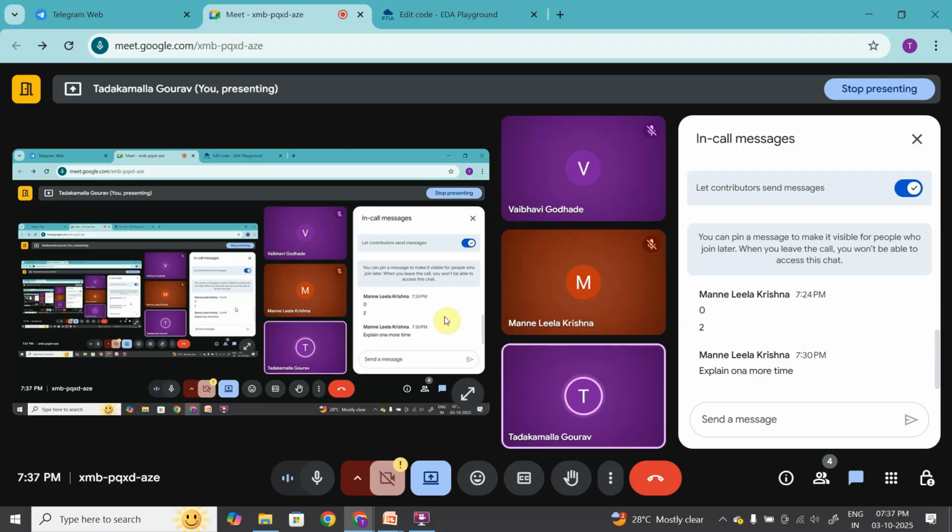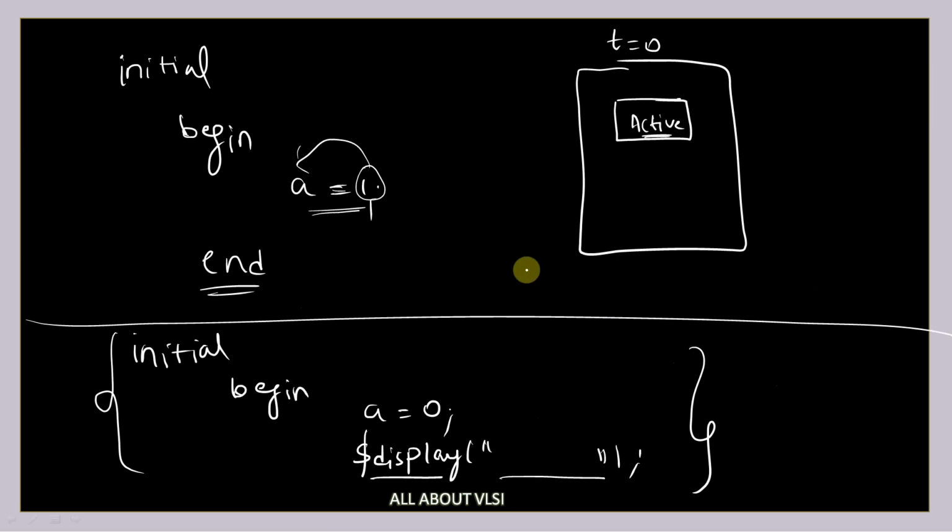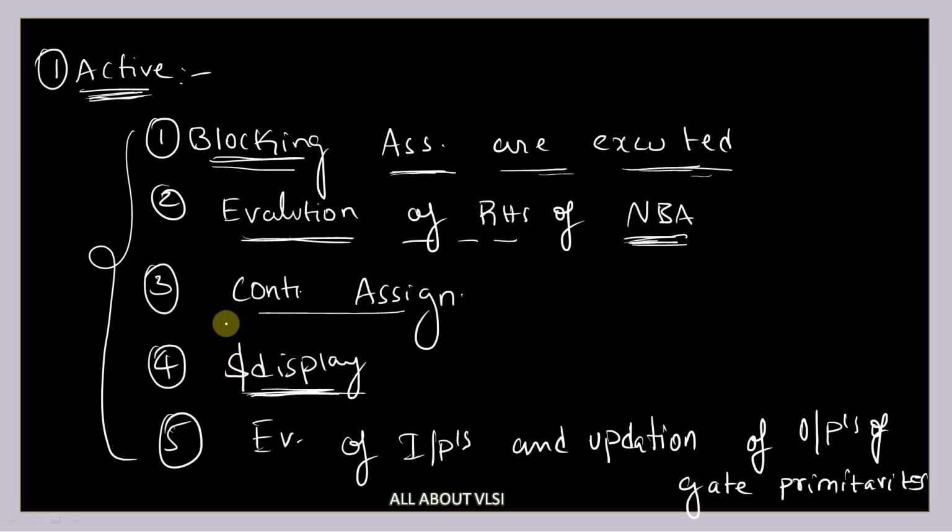Obviously unknown. Why is it unknown? Here in this particular example, the A value that will be printed is unknown. Why am I getting unknown? Because if you look carefully, in the case of the active region only, the $display statement is getting executed, but the RHS is only evaluated and the LHS is not getting updated.